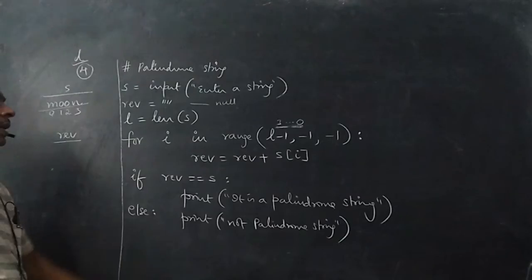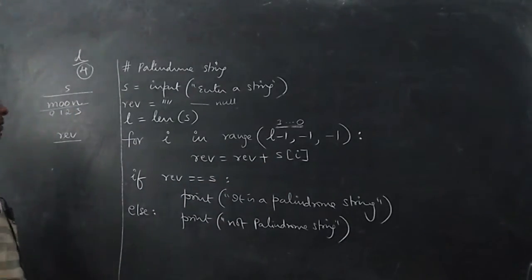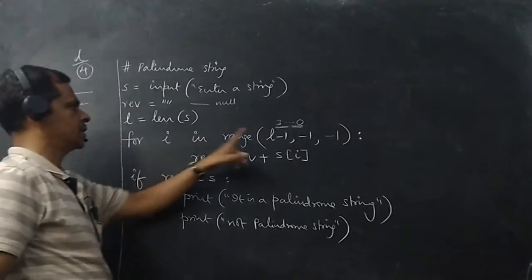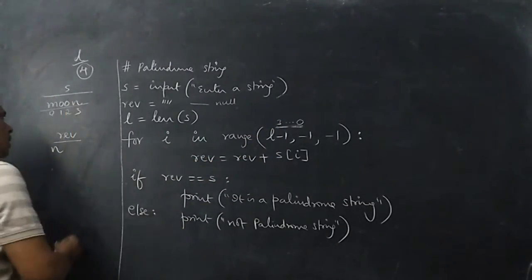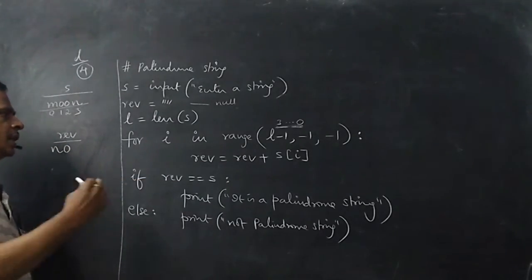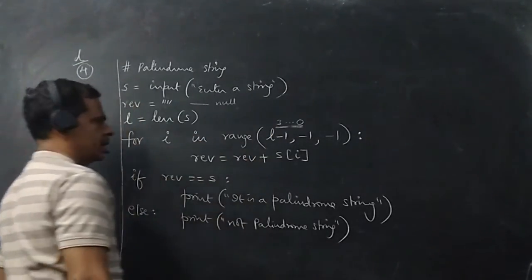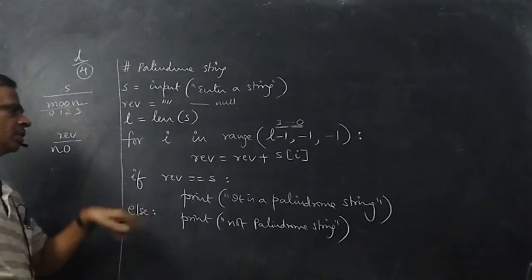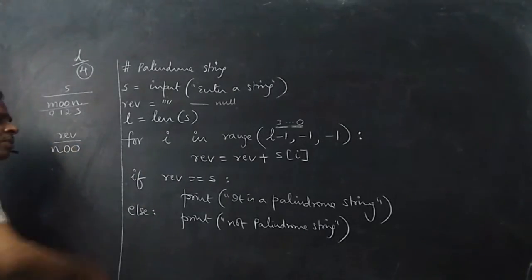So I is now 3. What is S of 3? S of 3 is n. Therefore reverse is equal to nothing plus n. So n. Then next I is 2. Since S of I is o, reverse is already n. It is now n plus o, no. Next it goes back. I is now 1. The character is o. Already reverse is no. So the addition, concatenation, is noo.